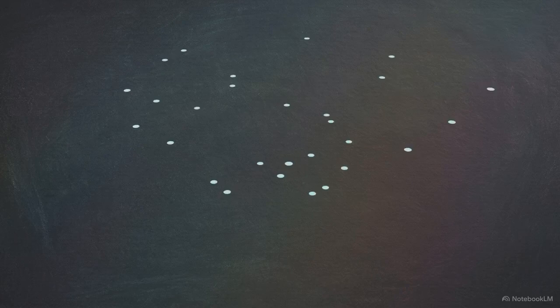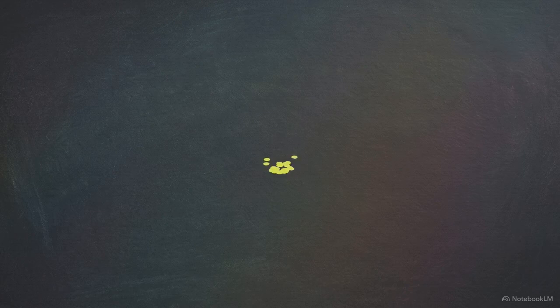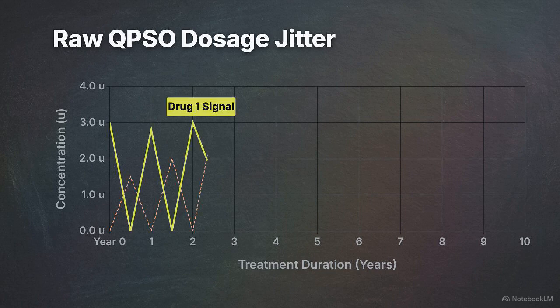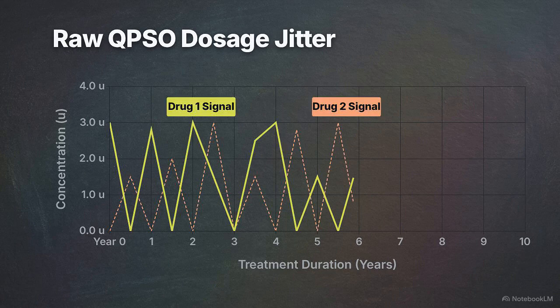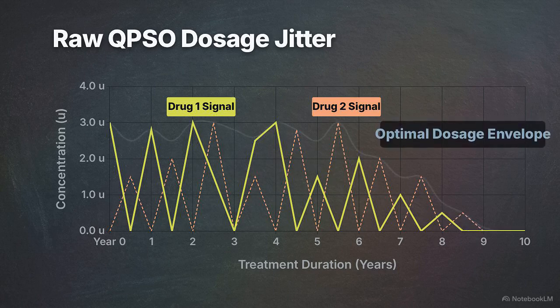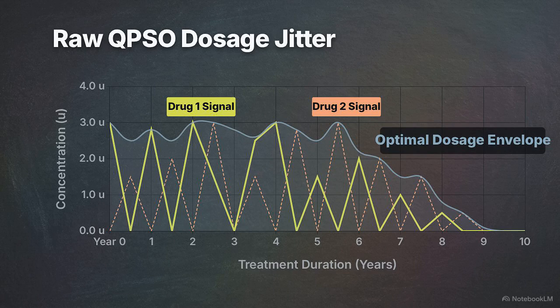Because this global search mechanism does not rely on gradients or costate integration, it operates successfully regardless of the initial starting conditions. When we apply the QPSO algorithm to a two-drug regimen, this chart displays the resulting raw control inputs over time. It shows two highly erratic, rapidly oscillating paths for the drug concentrations. While visually chaotic, this raw control policy successfully identifies the optimal dosage envelope within the mathematical simulation.